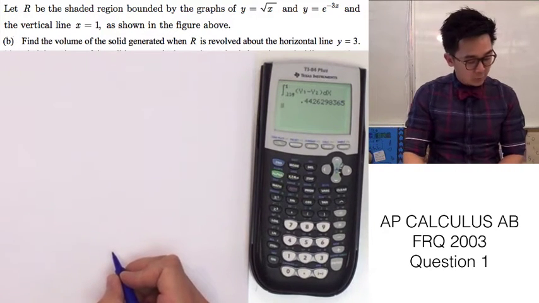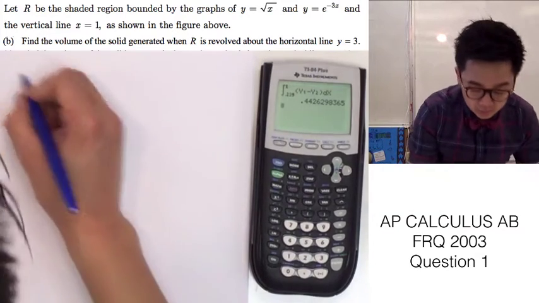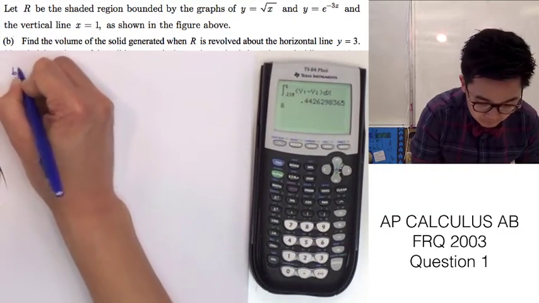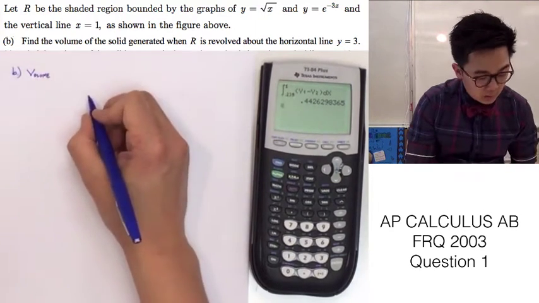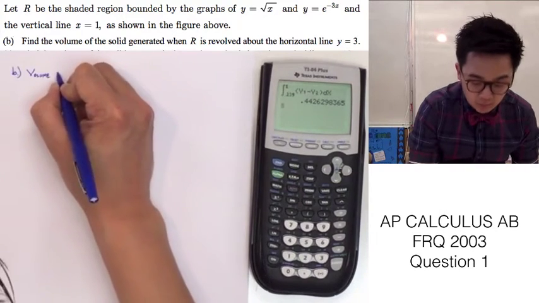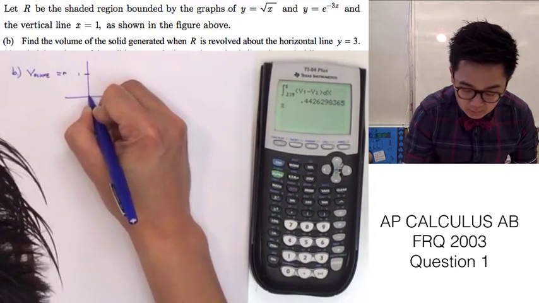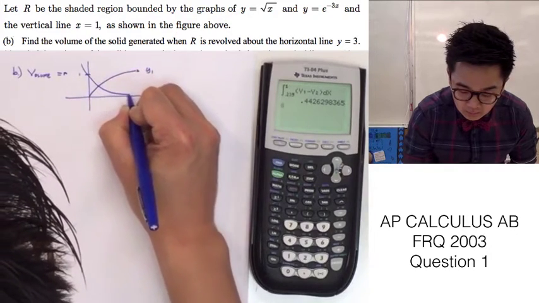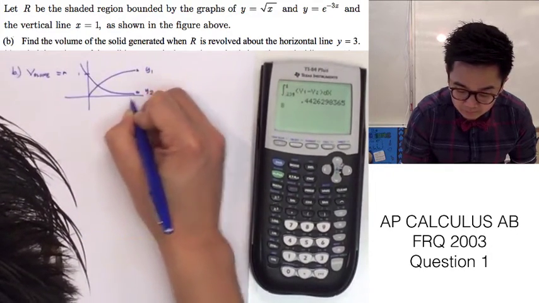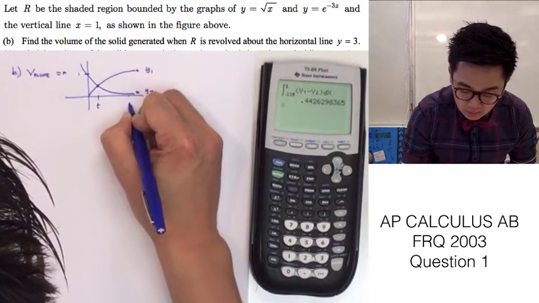For letter B, we're supposed to find the volume of the solid generated when R is revolved about the horizontal line y is equal to 1. So for letter B, we need to find the volume of R. To illustrate the volume, here is our graph. This is y sub 1, and this is y sub 2, and it's from t up until 1.